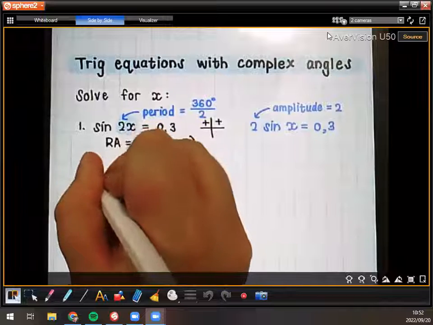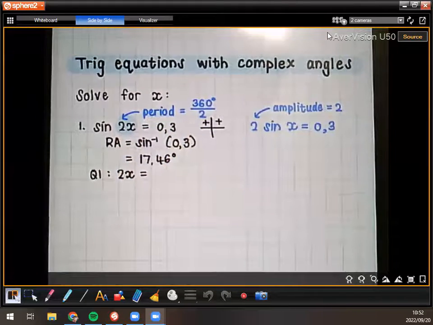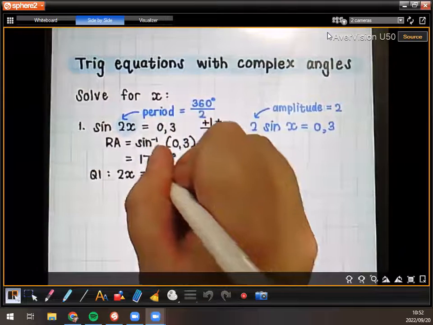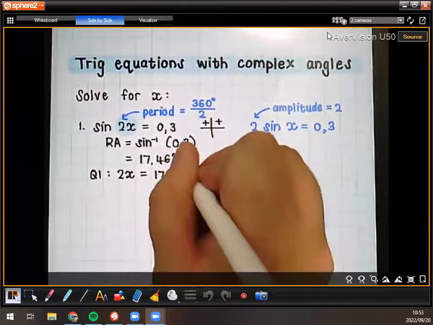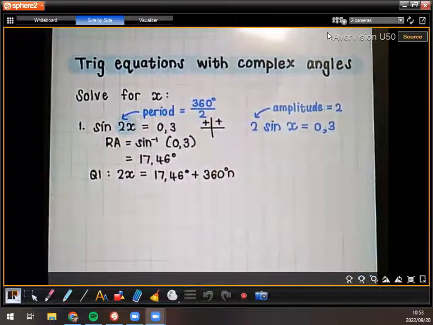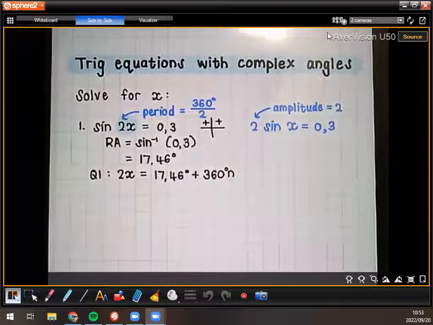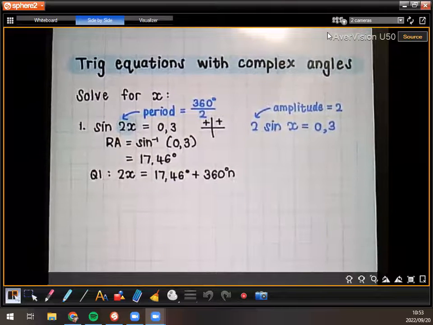So quadrant 1, 2x is equal to, remember in quadrant 1, we just take the reference angle, 17.46 degrees plus 360n, where n is an element of the integers. And now what are you going to do with that 2? Divide everything on the other side by 2.